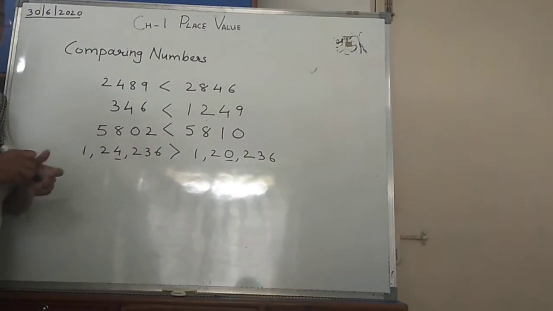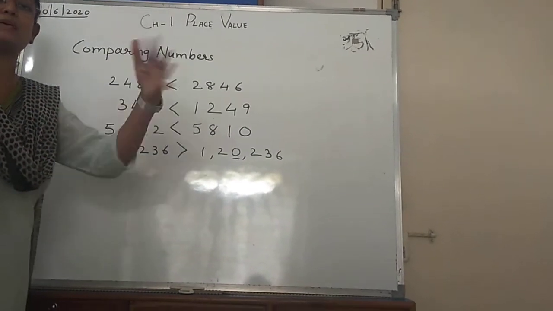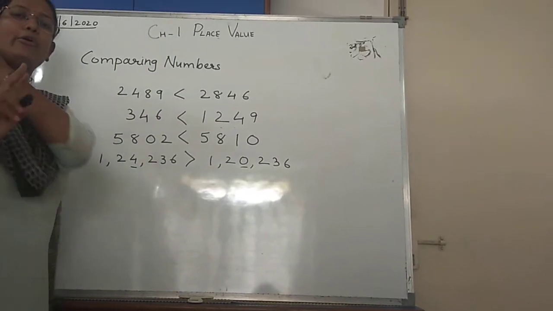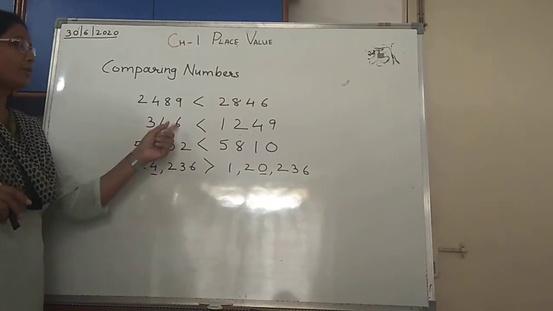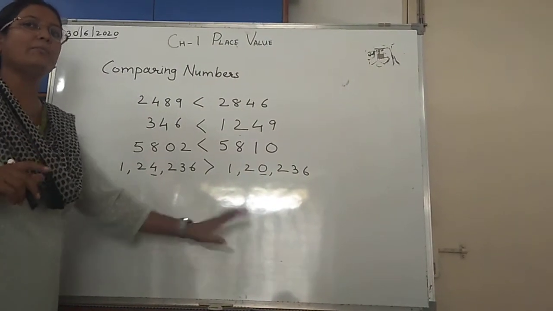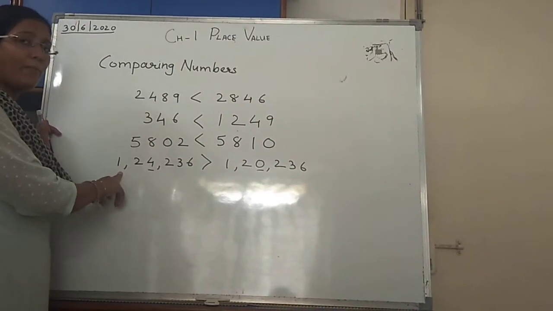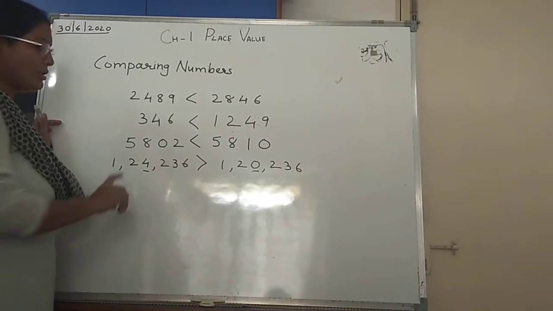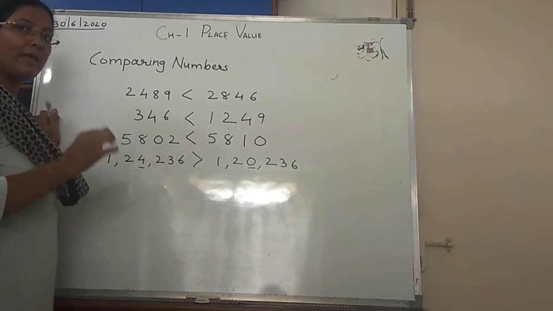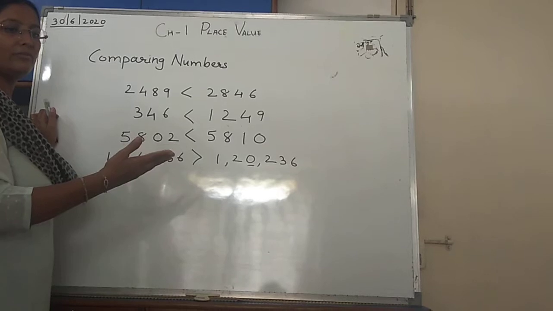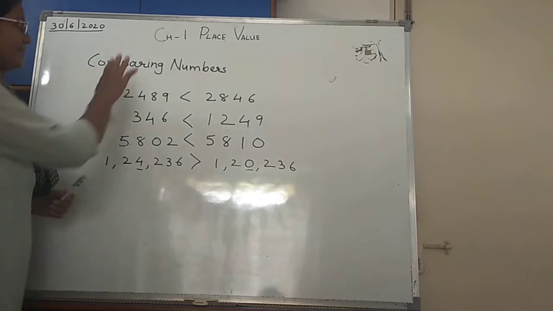1,20,236. This way you can compare any number of digits, whether it is a 5-digit number, 6-digit number, 7, 8, any number. The rule you have to follow: first compare the number of digits. If both the numbers have similar number of digits, then you have to compare each digit of the numbers. Go on comparing one by one all the digits. Wherever the digits are different, you can tell which number is smaller or bigger than the other one, and keep the sign of it. This was about comparing numbers.